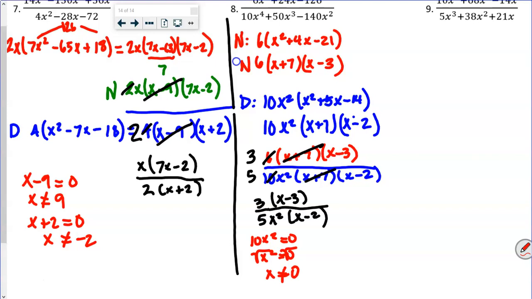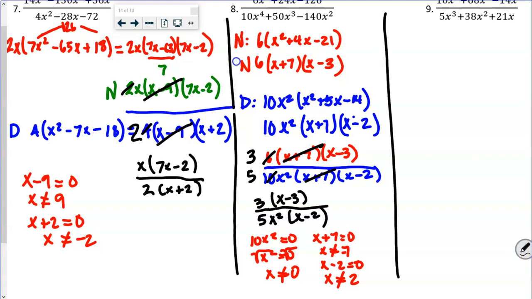And then we've also got the x plus 7. So x plus 7 equals 0. So x cannot equal negative 7. And then we've got our x minus 2 equals 0. So x cannot equal 2. So those are where our x would be undefined.